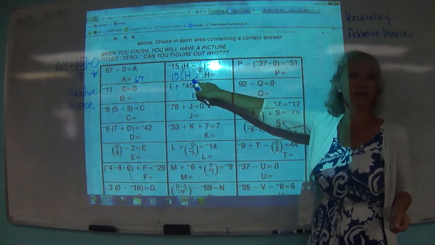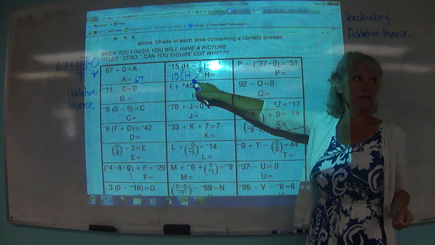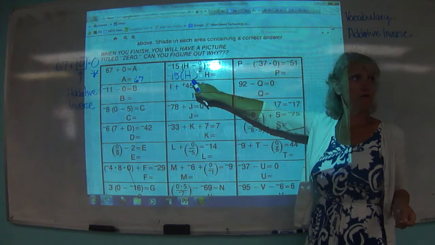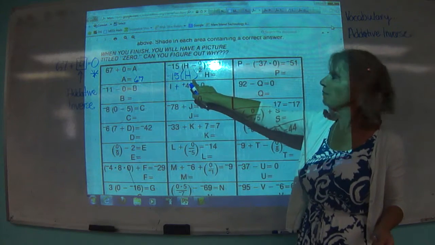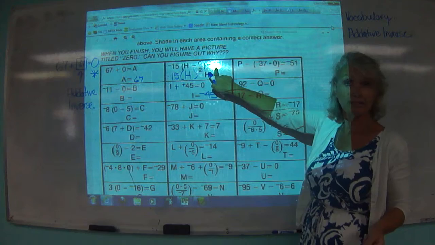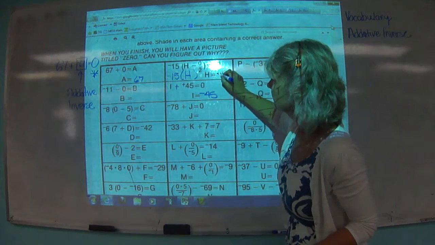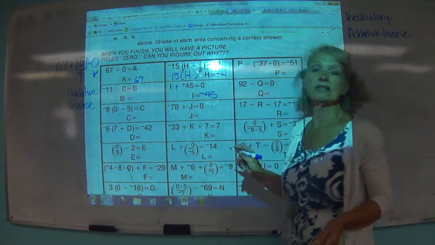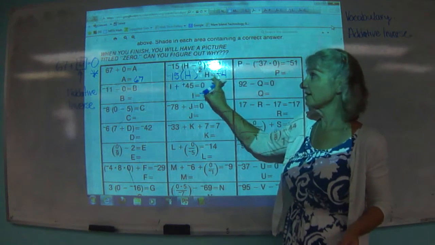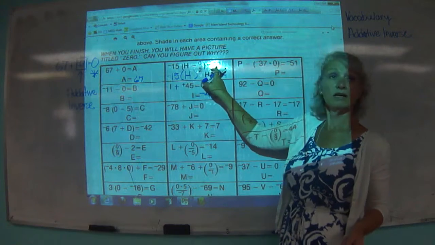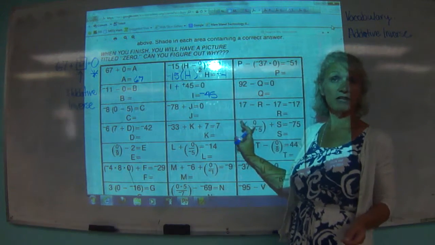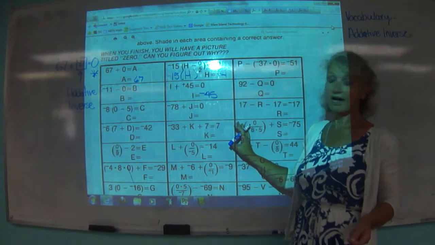Okay, do you know what that's going to be? How many 15s in 60? 4. Now is this 4 going to be positive or negative to make it a positive 60? So it has to be negative 4, because the opposite of a negative has to be a positive. Questions? See how powerful 0 can be? Absolutely.